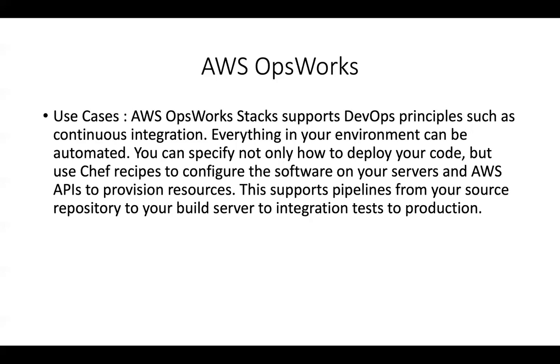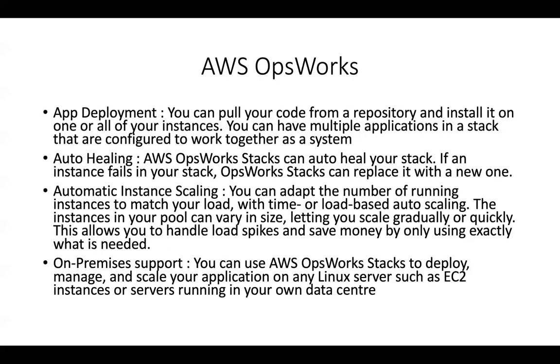It also supports certain DevOps principles such as continuous integration, because everything in your environment can be automated. You can specify not only how to deploy your code, but also use Chef recipes to configure your software on your servers, and the AWS API to provision your resources. This supports pipelines from your source repository to your build server for any kind of testing, all the way up to the production environment, right? So it follows certain DevOps principles. That's also something to remember.